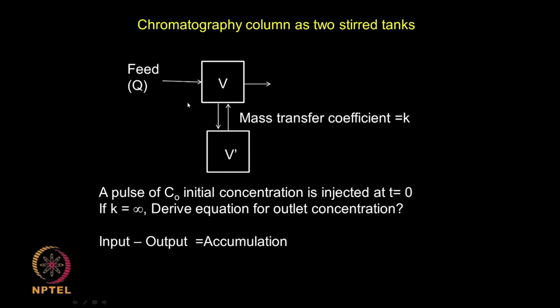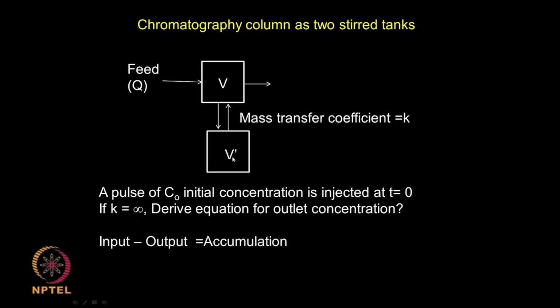Now, we can have another situation where K is infinity. That means there is complete mixing here. K is infinity means there is no resistance at all offered for mass transfer. So, in that case we can assume the whole system as one single tank with volume V plus V dash. Do you understand? So, if K is equal to infinity, there is absolutely no resistance for the movement of the solute. So, this can be considered as a single big tank with volume V plus V dash.